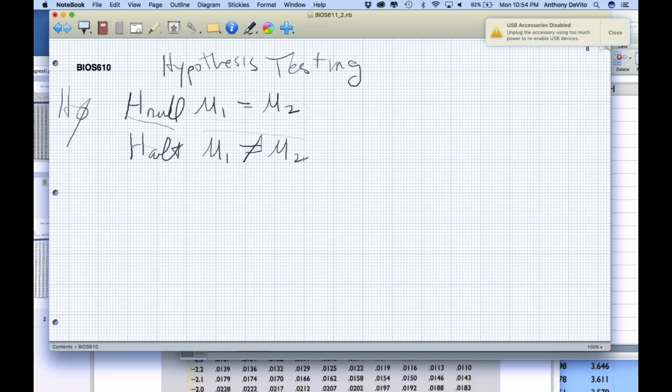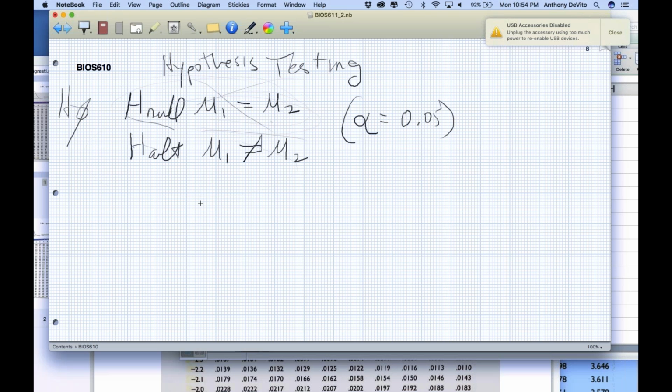Okay, so how am I going to do that? Well, the way I'm going to do that is by demonstrating that there's less than 5% chance that I'm wrong by rejecting the null hypothesis and accepting the alternative hypothesis. In other words, I want less than 5% chance, or 95% certainty, that I can reject this null hypothesis and then say that I accept the alternative instead.